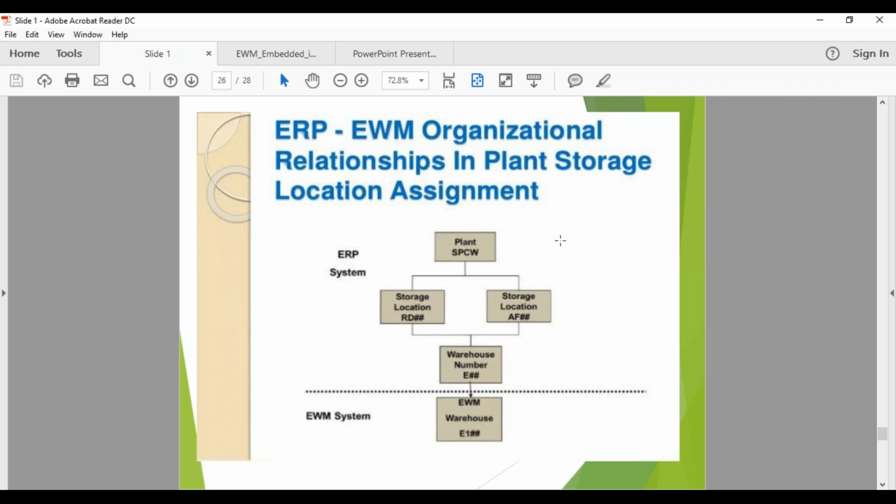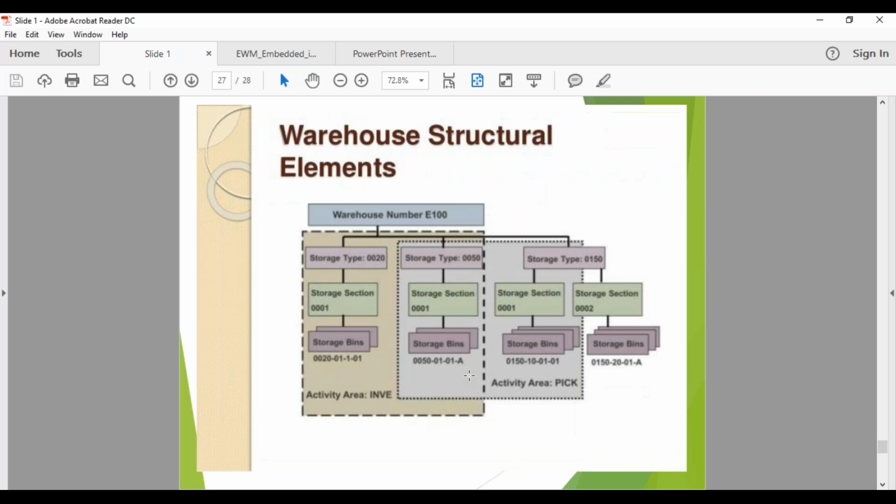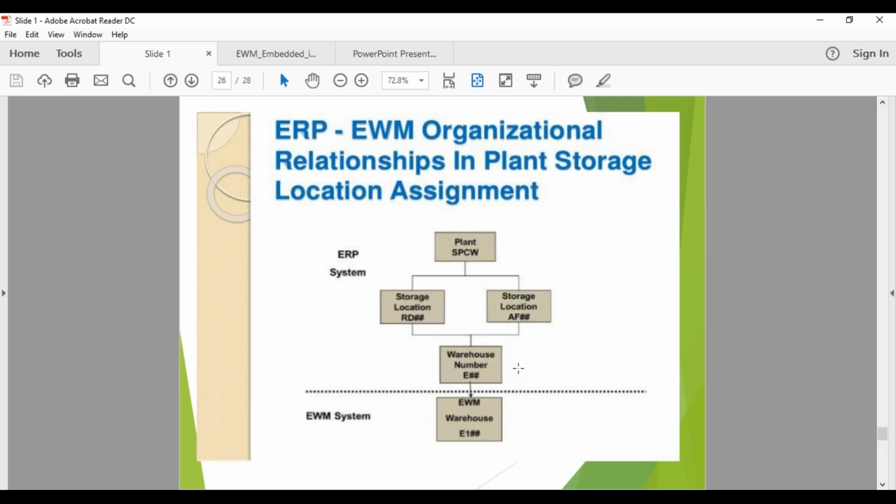Then we'll come to the integration of the extended warehouse management with the ERP system. In the same server, we have two layers. The above layer is the ERP, and the next layer is the extended warehouse management, where the execution of the warehouse processes will be happening. We'll be discussing how the extended warehouse management warehouse will be integrated with the ERP organizational elements. And further to that, we'll be going to the organization structure of the warehouse.